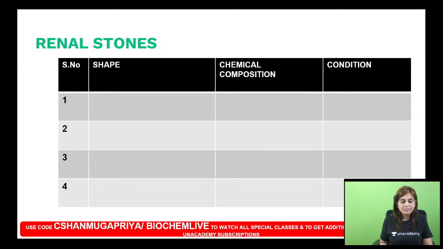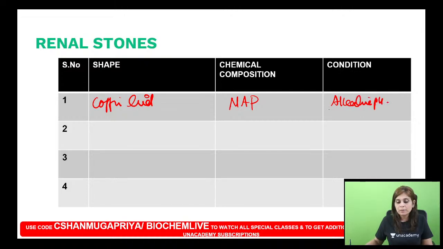Okay, so can we fill up this tabular column? I want all of you to answer this. The first shape I told you is the coffin lid. Coffin lid is seen in struvite stones, which are severe. What is the chemical composition of struvite? It is MAP. What does MAP stand for? Magnesium ammonium phosphate. And when do you find coffin lid crystals or struvite crystals? Struvite crystals are observed whenever there is alkaline pH of urine, observed following upper urinary tract infection caused by urease producing microorganisms.